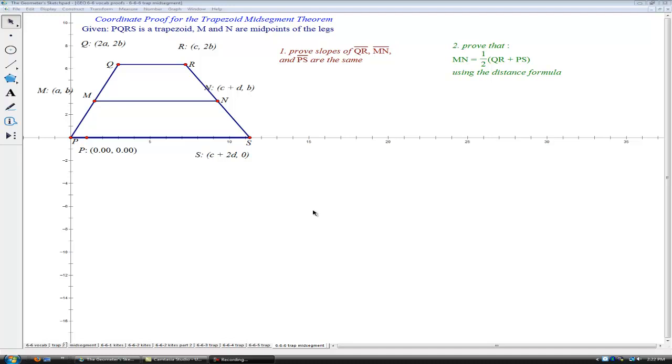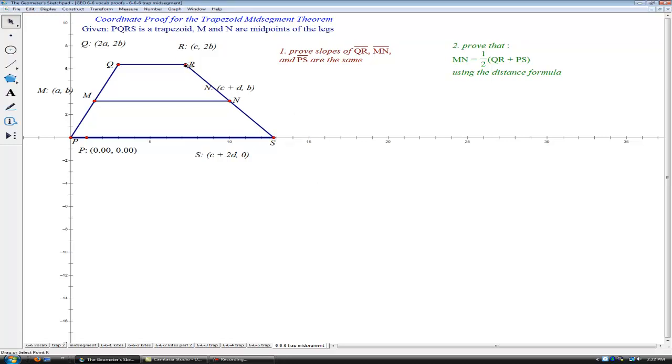Hi there, this is a video about a trapezoid, and what we're going to do is prove some things about the midsegment, and we're going to use a coordinate proof. So let's first take a look at how I constructed the trapezoid.